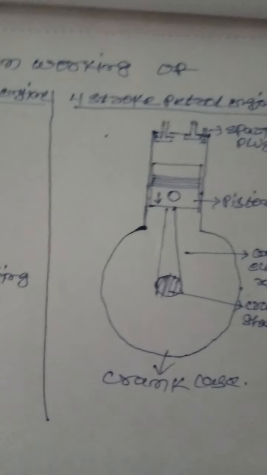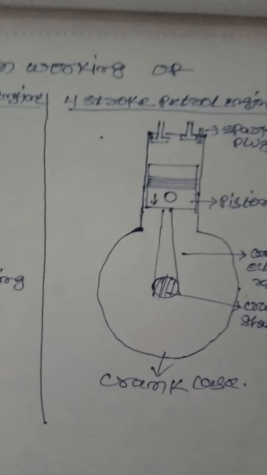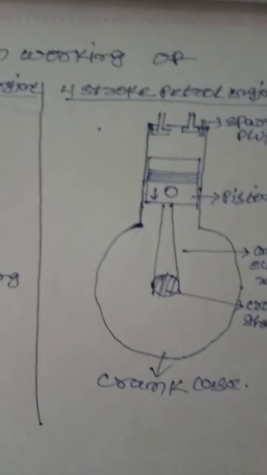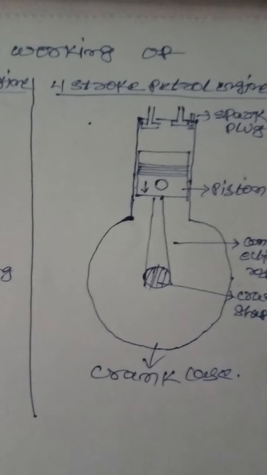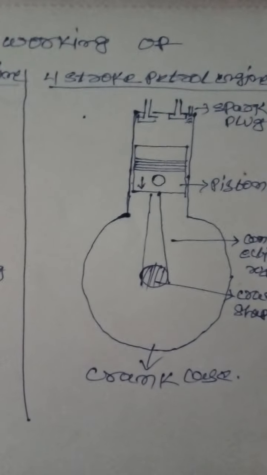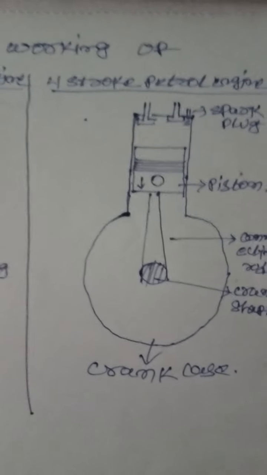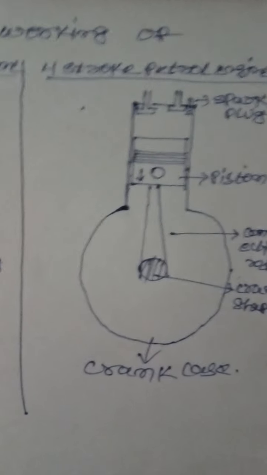Okay. So after the opening of the inlet valve, the charge enters into the combustion chamber. During the compression stroke, both the valves remain closed, and during the ignition stroke, the compressed charge comes in contact with the spark plug, and during the exhaust stroke, the outlet valve opens and the exhaust gases are liberated.